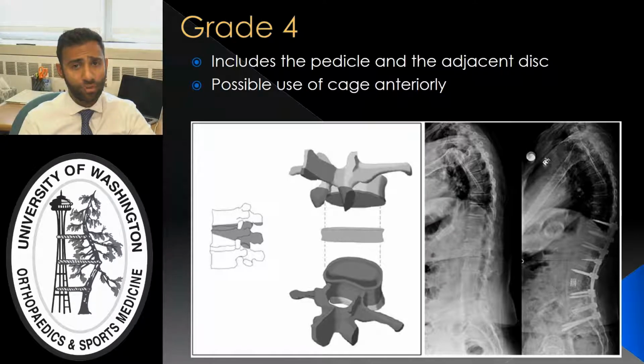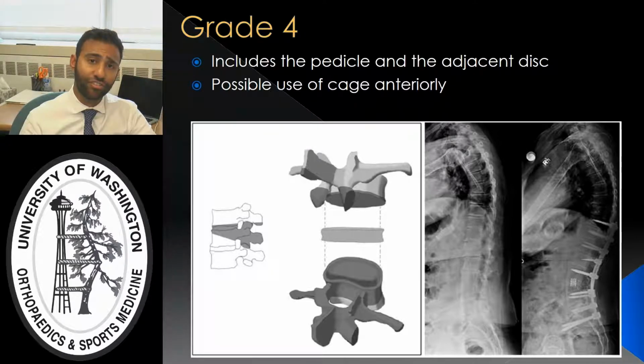A grade 4 osteotomy is an extended PSO, where the pedicle is taken out along with the subadjacent disc. This allows for more aggressive correction, but requires fusion from the end plate of the level above to the cancellous bone of the level below.